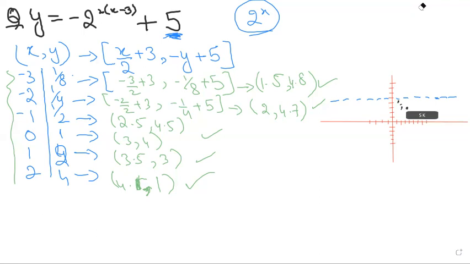And the other one is 3.5 and 3. So it will be further downward. And the last one is 4 and 1, so it will be here. So if I mark my points properly, one by one, it will be like this, coming down.